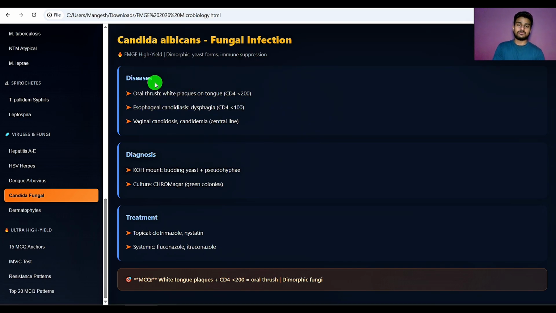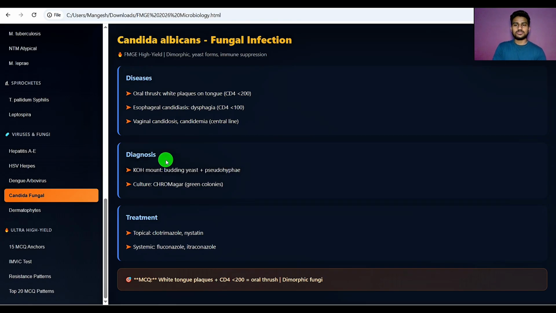So that's why you will have to remember these points as well. Then there is also vaginal candidiasis. Candidemia can be there, and we put central lines, and through the central line the infection goes inside and spreads in the blood. That's why it is named candidemia.